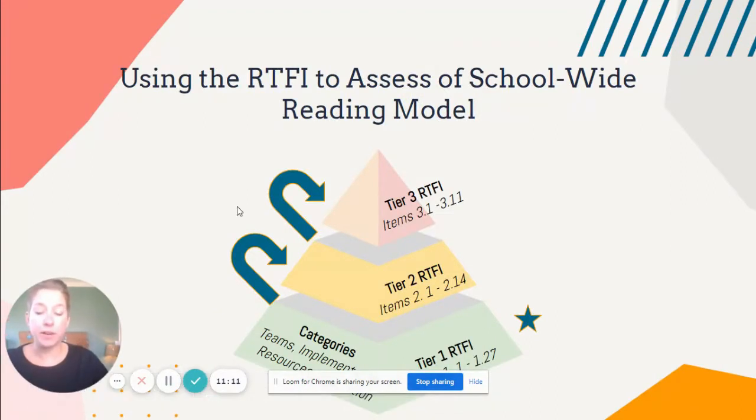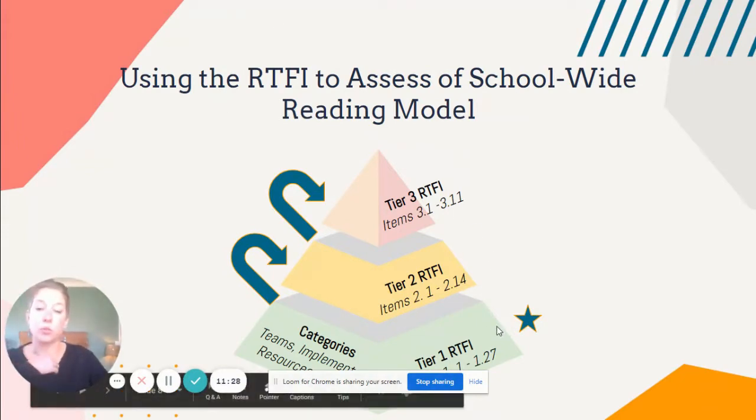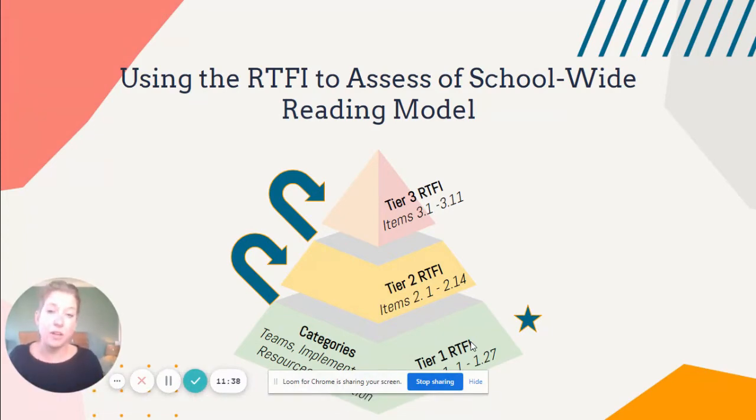So the RTFI is going to assess just that. We look at this multi-tiered system of support, and the RTFI is going to be a tool for us to see if we have the components that are needed, based on that evidence, to make impact and to remove those barriers. Similar to a multi-tiered system of support, the RTFI has 3 tiers. There's a section of questions that you will answer for tier 1, and that same format will be utilized for tier 2 and tier 3.